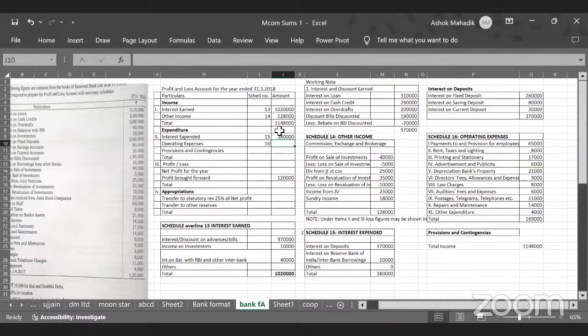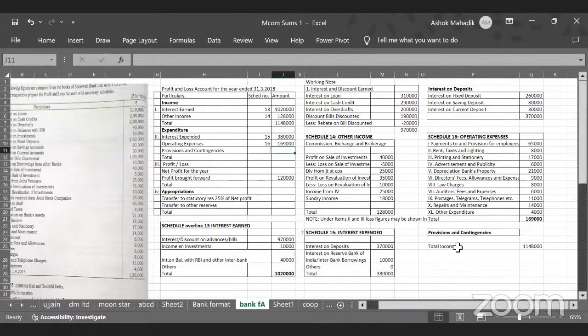Then total of schedule number 16, which was 1,69,000. I'll just make it bold so you understand it. 1,69,000. Clear? So before we calculate this P&L balance, net profit for the year, we have to calculate this schedule number 17, to which we haven't given any number. We just call it 17 number.